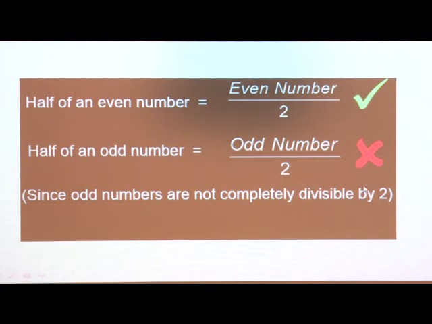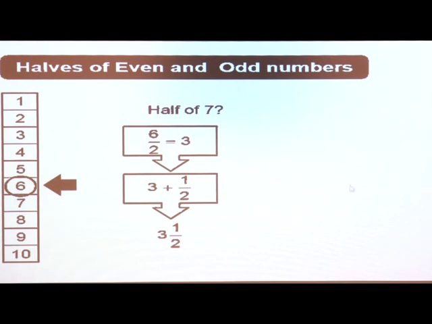So I think everyone understood. Half of an even number is possible. Just take your own even number and divide it by 2, and half of an odd number is not possible because it is not completely divisible by 2. What then are the halves of even and odd numbers?